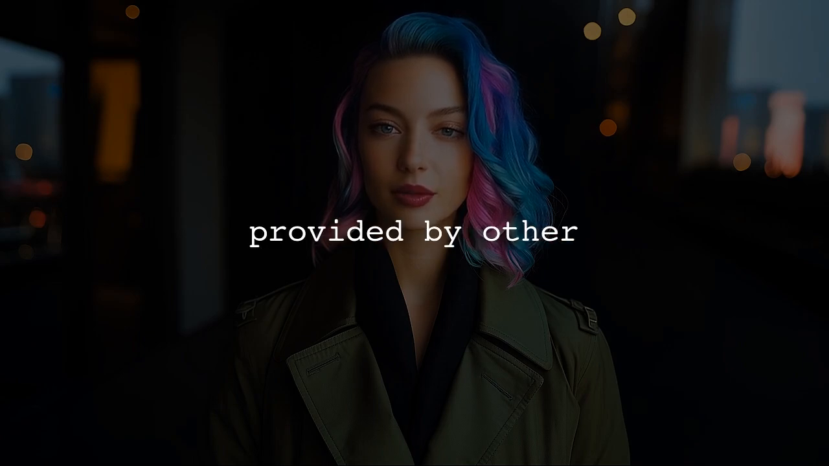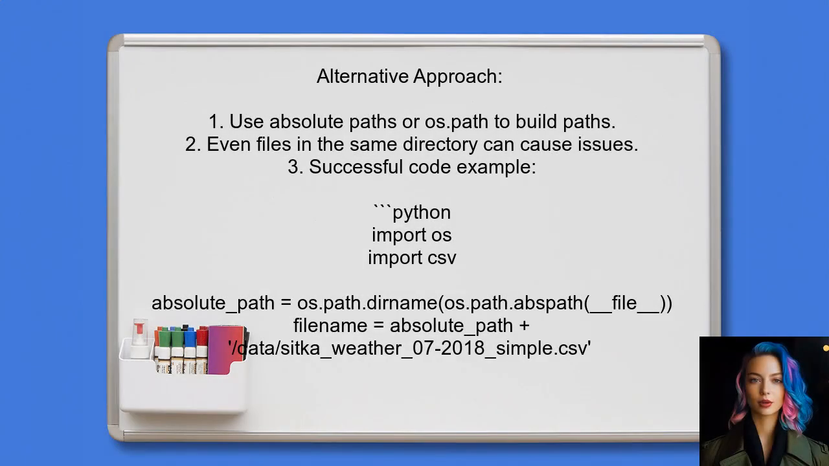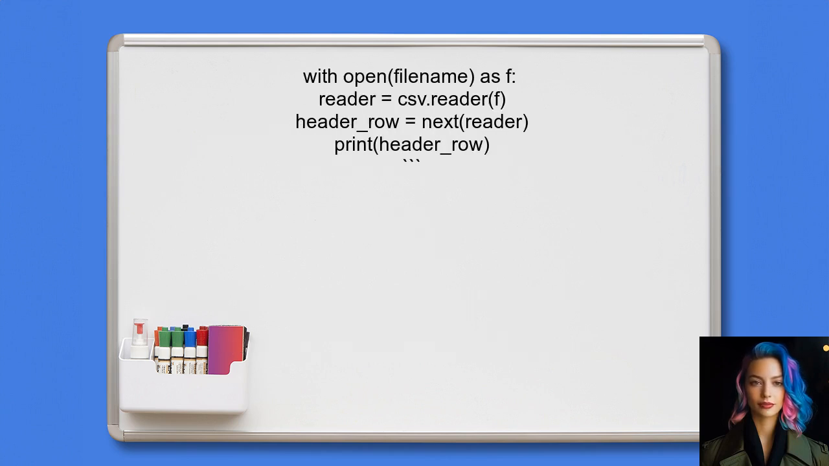Now, let's look at the answers provided by other users. One user shares their experience with file paths in Python. They mention that they often face issues when not using the absolute path or building the path with the os.path module. Even when the file is in the same directory, they still encounter problems. They found success using a solution from another user, Chiheb, and provide their working code example.